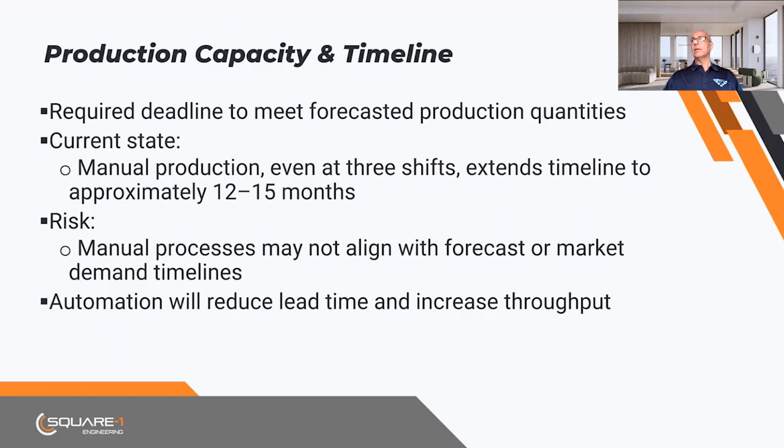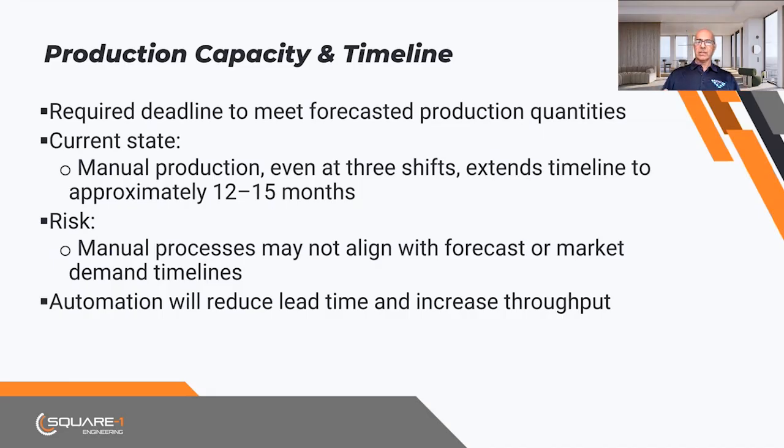So the next item is production capacity and timeline. Well, the required timeline to meet the forecast production quantities, hopefully your forecast people are hitting it right, the product going through. But when you look at your production capacity on the manual line, let's just say at 3 shifts, it extends your timeline by approximately 12 to 15 months. And that's usually a good amount of time to go with either semi-auto or fully auto. So what are the risks here?